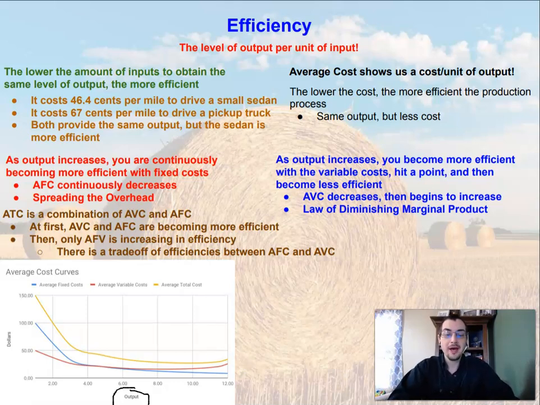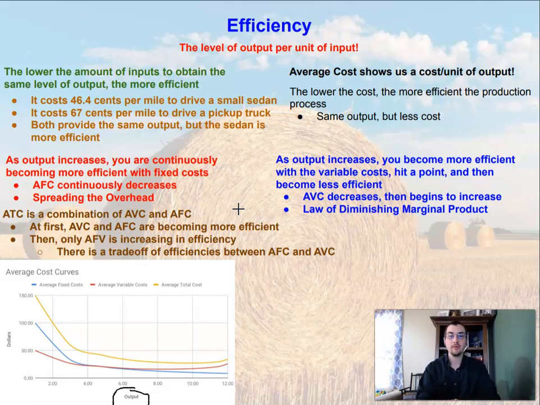Now, what about average variable cost? As output increases, you become more efficient with the variable cost, and then it hits a point. After it hits that point, you start to become less efficient. And that has to do with the average physical product curve. Remember that the average physical product curve measures the level of output per unit of input. And in the beginning, our output per input was increasing, which means we were actually becoming more efficient.